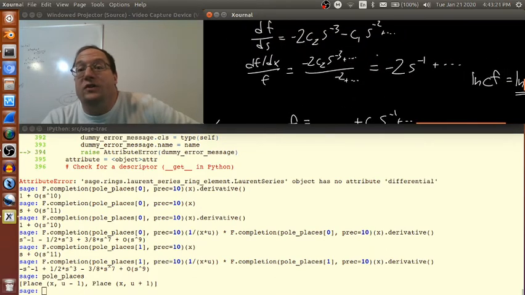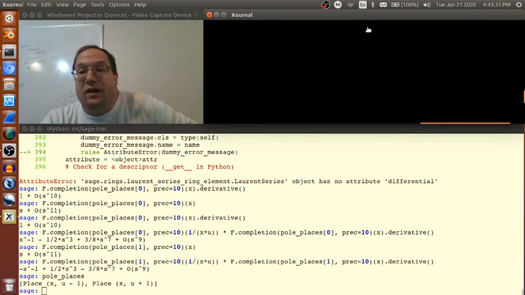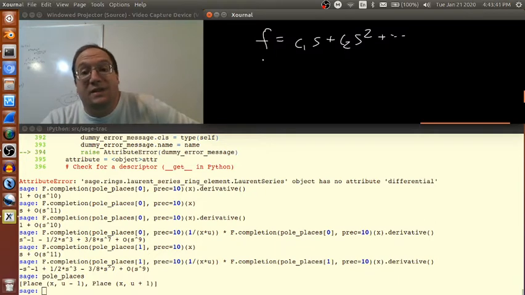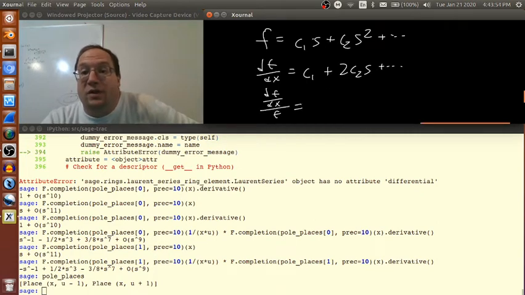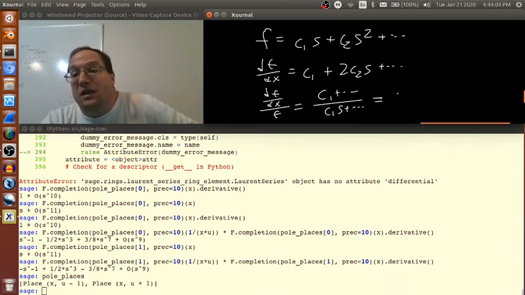You see here, the coefficient actually comes from the power of the function. I'm going to do one more example to illustrate how this goes together. Let's say f is just c1 s plus c. Let's say it wasn't a pole. What if there was a 0 here? What happened here? We got 2c2 s, and now again df dx over f. What happens here? Well, we get df dx, c1 plus stuff over c1 s plus stuff. Again, the constants cancel, and we get 1 over s to the -1.